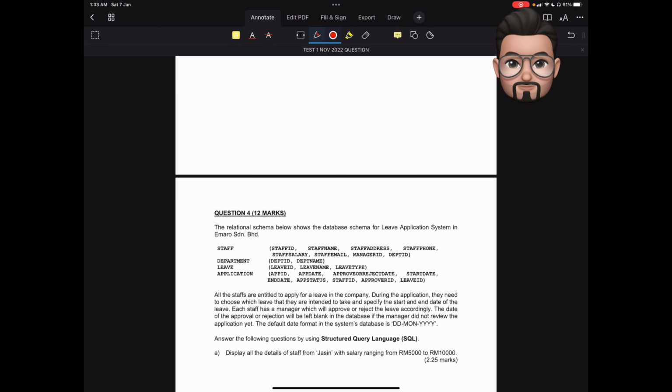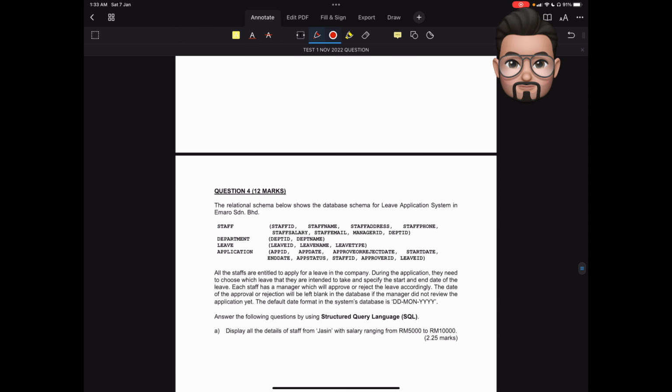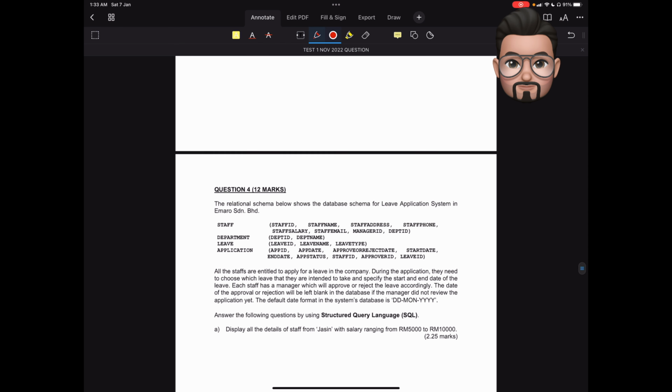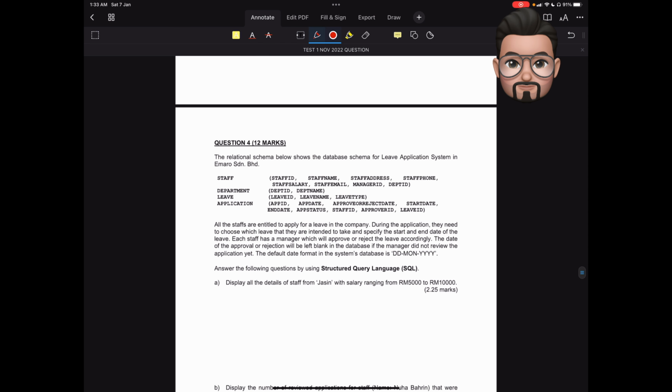Okay, move on to question number 4, the last question. The relational schema below shows the database schema for the leave application system in a company. We have staff, department, leave, and application. All the staff are entitled to apply for a leave in the company. During the application, they need to choose which leave they intend to take and specify the start and end date of the leave.